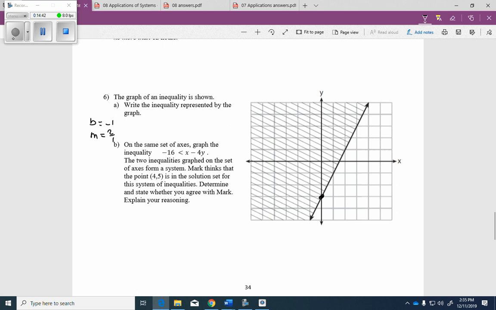And it's shading up. So to shade up, it needs to be greater than. Since it's solid, it's equal to.